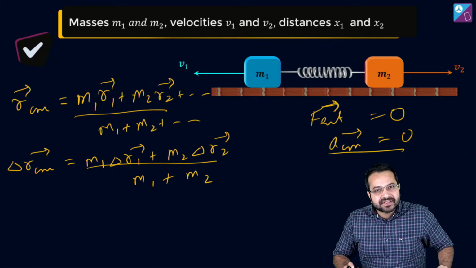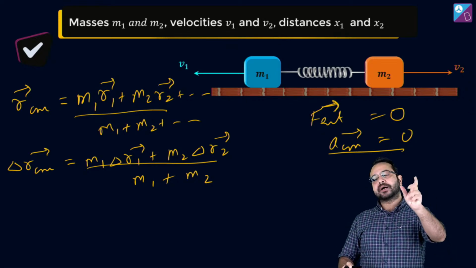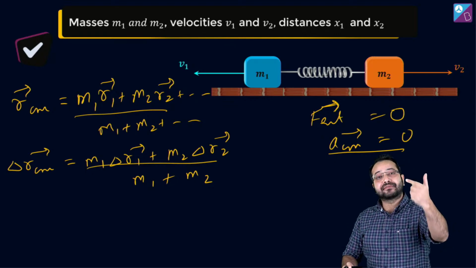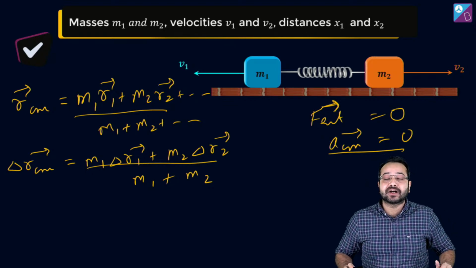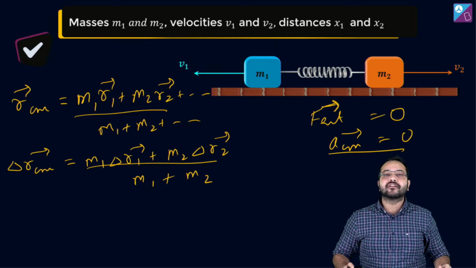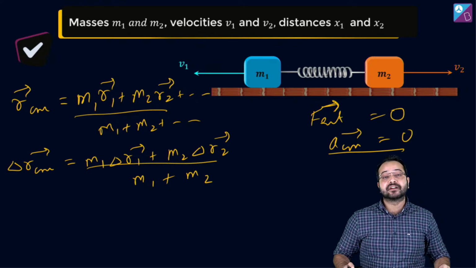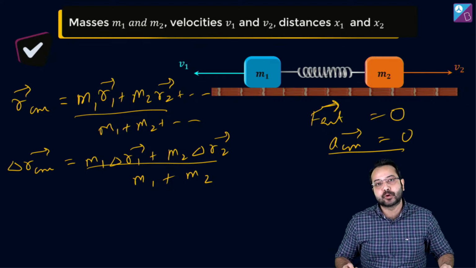So what does it mean? Does it mean that the center of mass was also at rest? Absolutely, the center of mass was at rest. And if the acceleration of the center of mass is 0, then will the center of mass move? The center of mass will not move. So we can say that the displacement of the center of mass is going to be 0.